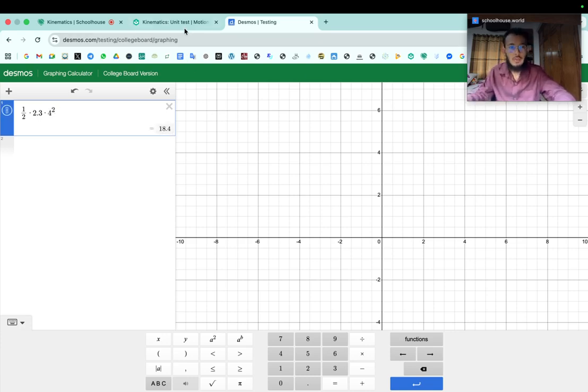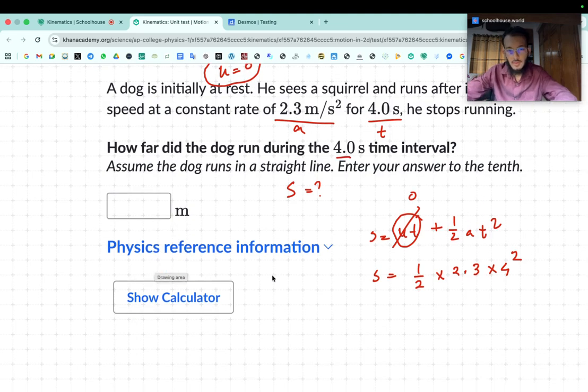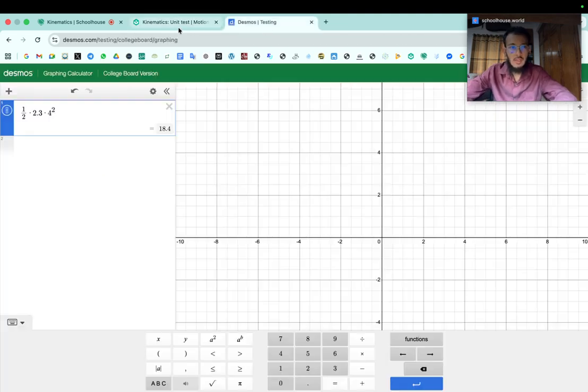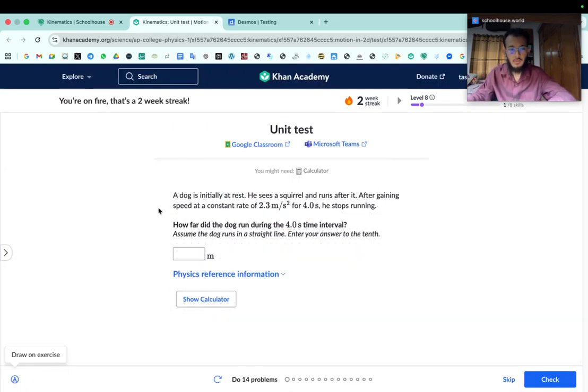18.4. So we have to give our answer to the tenth. Okay, so what do we have? We have 18.4. This is the ones place, and this is the tenth. So 18.4 is our answer. 18.4.